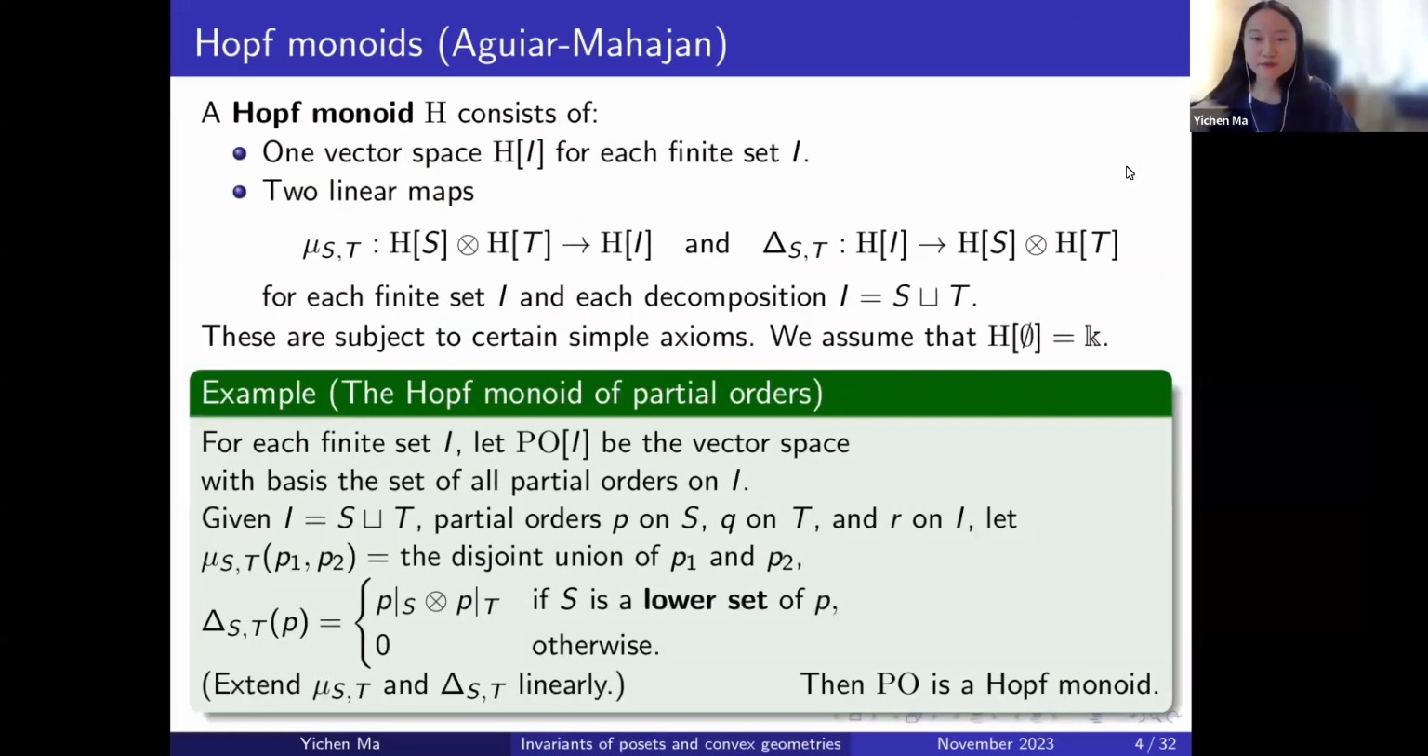Before all of this, let me give a brief introduction of the things in my title: Hopf monoids, characters, and invariants.